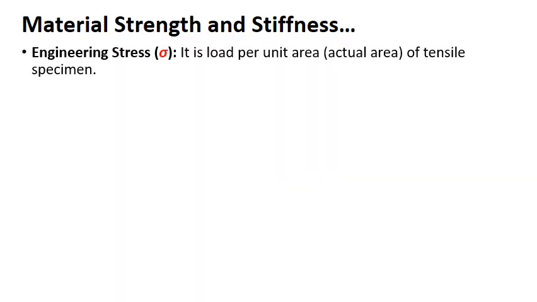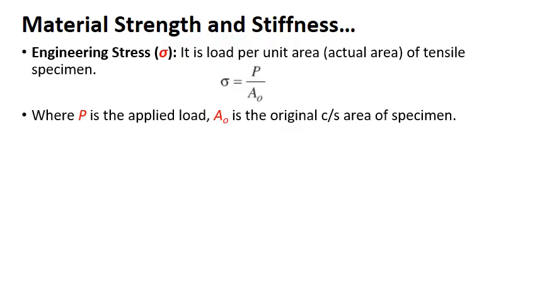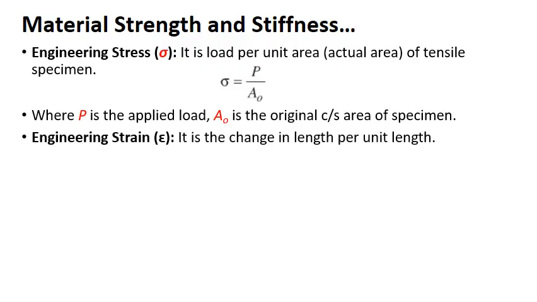Engineering stress is actually the resistance of the material, the intensity of resistive force per unit area. We take the original cross section, that is, the one before deformation, where P is the applied load and A suffix O is the original cross section. Engineering strain is the change in length by the original length.